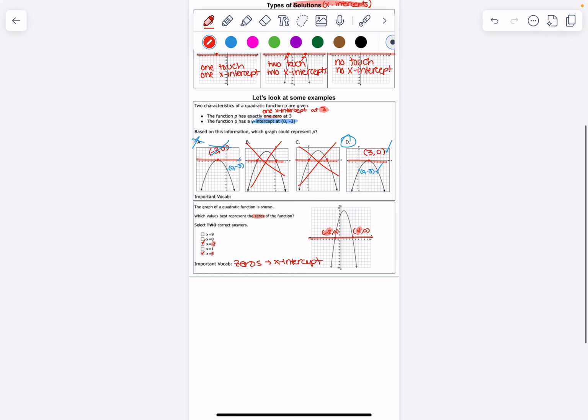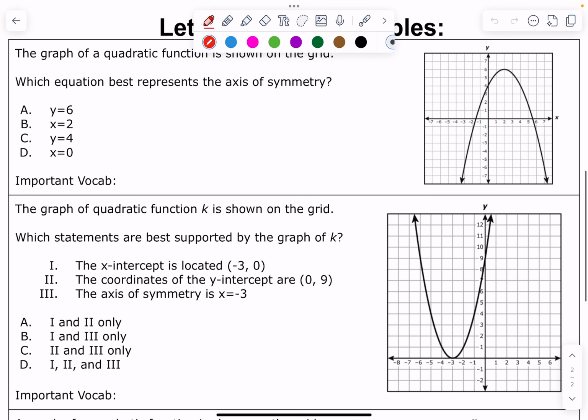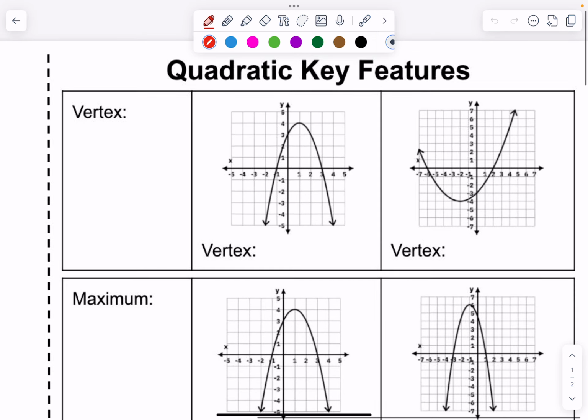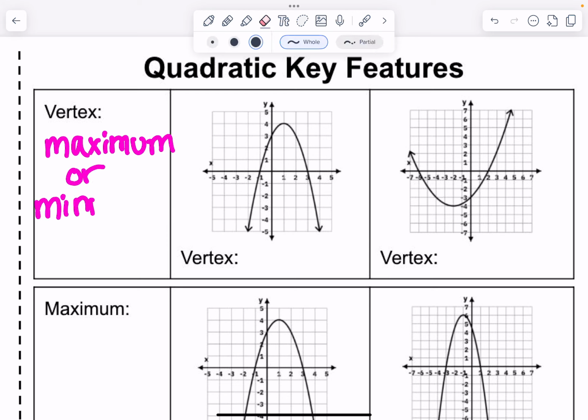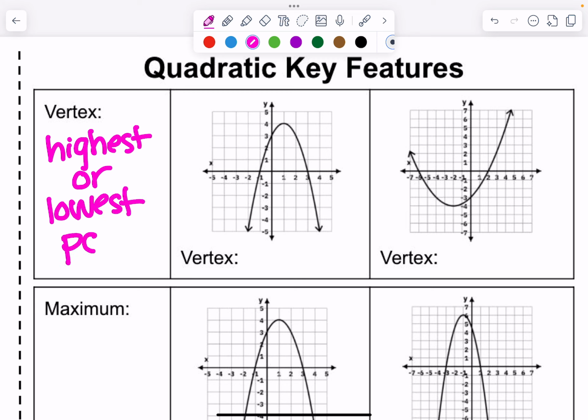And then, so that's just a refresher on intercepts, but let's go ahead and get into the real key features of the day. This is where the real part of the lesson is at. So vertex is going to be your maximum or minimum. Vertex is going to be your highest or lowest point.